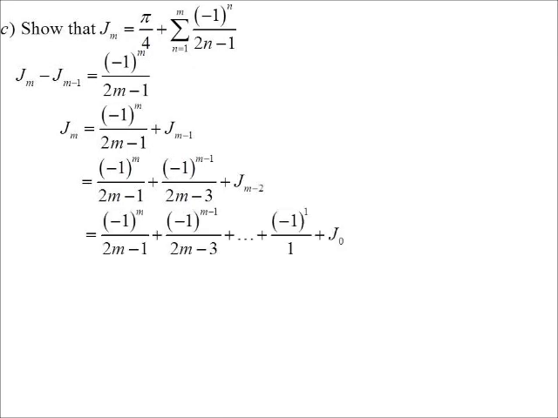But hang on, I could use that formula again and say J_(m-1). So everywhere I see an m, I'm going to replace it with an m minus 1. So it becomes minus 1 to the m minus 1 on 2m minus 3 plus J_(m-2). Hang on, I could use that formula again now, and wherever I see an m, I'm going to replace it with an m minus 2. And I could keep going and keep going and keep going, and then eventually I would reduce it to a point where I'd get J_0.